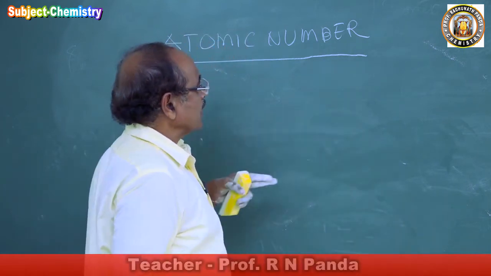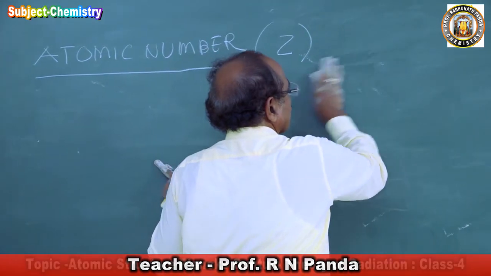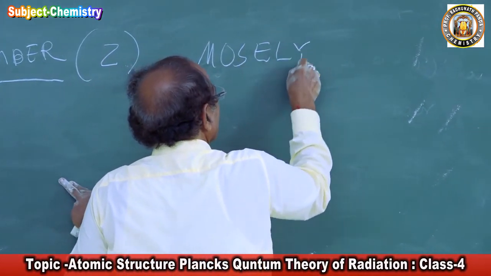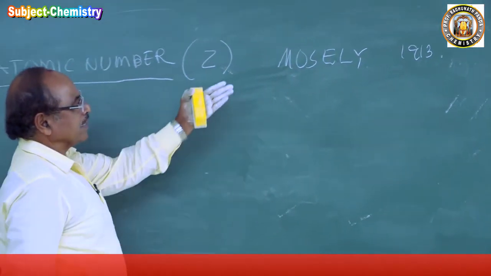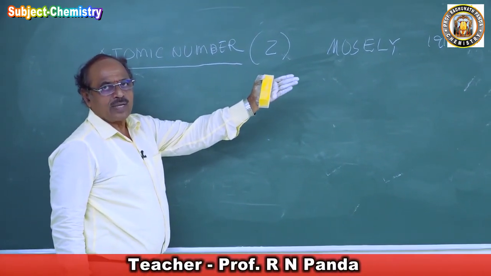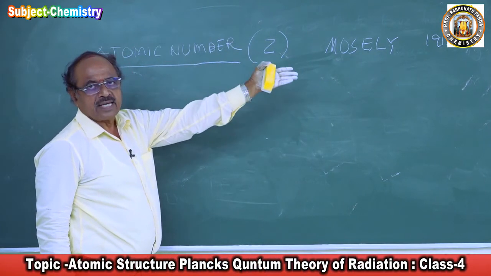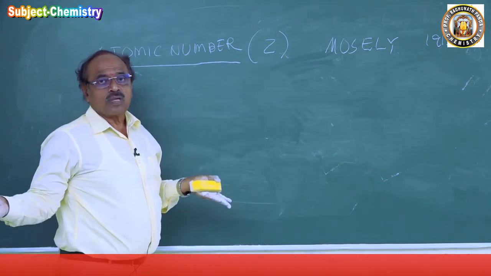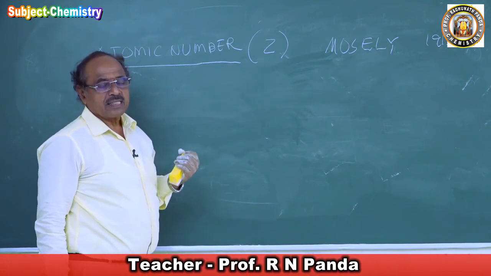Exactly, this atomic number is represented by the letter Z, and it was discovered by Moseley in the year 1913. Think, this 1913 is 1 year before the World War. In 1914 the first World War took place, when all the countries' people, the politicians, were busy preparing for the World War, the scientists were discovering the Bohr model of atom in 1913. And here also they discovered the atomic number.